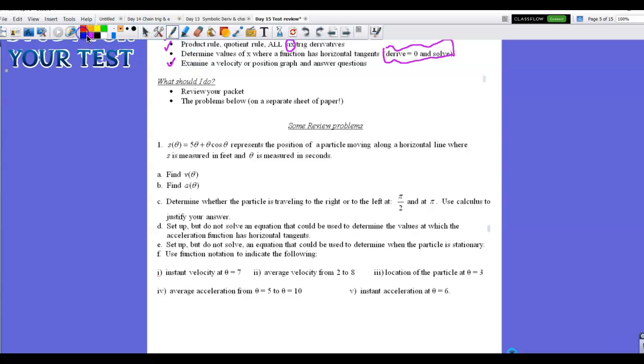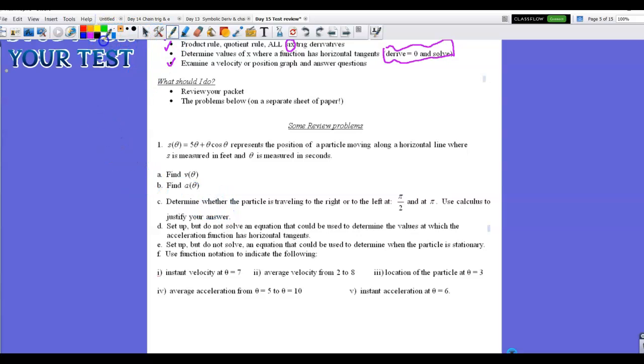So let's begin. In problem number 1, we have an s of theta. So in this case, my variable is theta instead of x. S of theta is 5 theta plus theta times cosine theta. So that's kind of interesting that that's multiplication. It represents the position of a particle moving along a horizontal line where s position is measured in feet and theta is measured in seconds. Letter A wants me to find v of theta. So that tells me I want instant velocity.